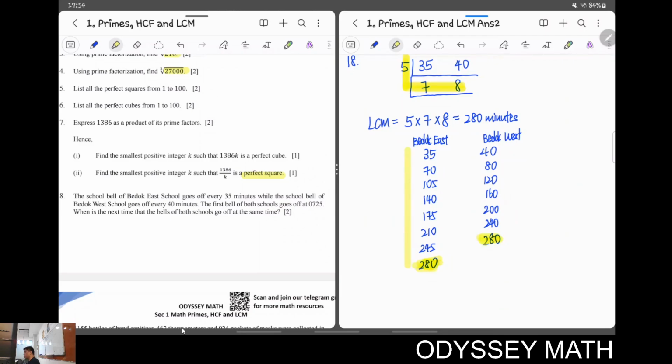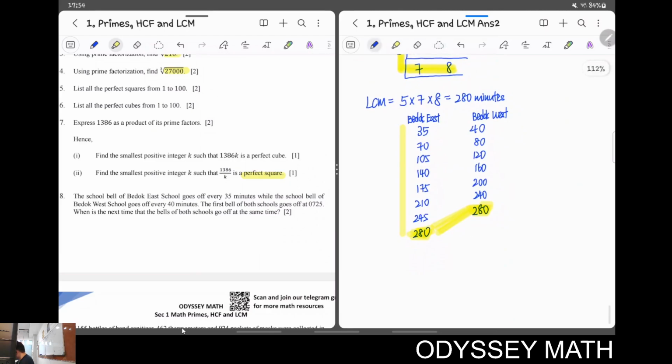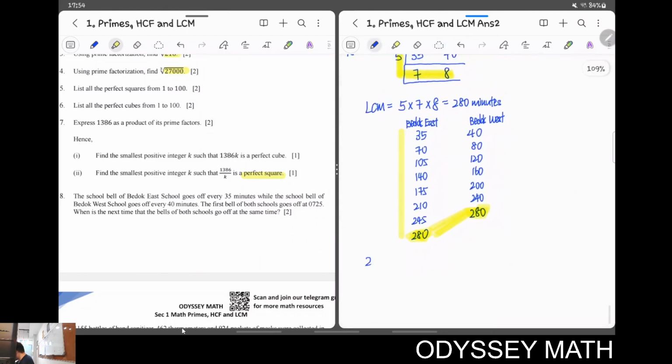Same goes for this one. This one will ring after 280 minutes, meaning after 280 minutes, these two bells for Bedok East and Bedok West will ring together at the same time. You understand? So what we have here is, hopefully you understand this. So what we're going to do is we have 280 minutes.